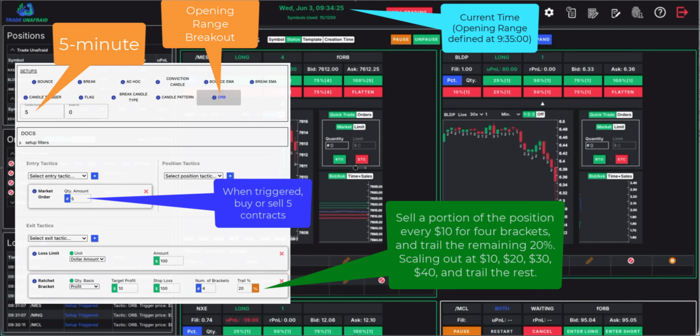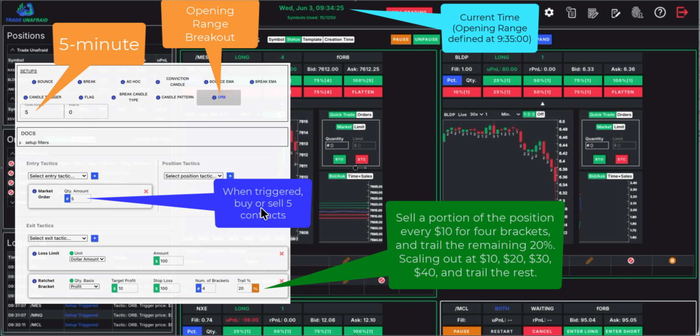This is going to be a fairly quick demonstration of how Trade Unafraid works. This was recorded on June 3rd at 9:34, so 4 minutes after the open. This is what the trade plan is set up to do. It's an opening range breakout on the 5-minute candle.